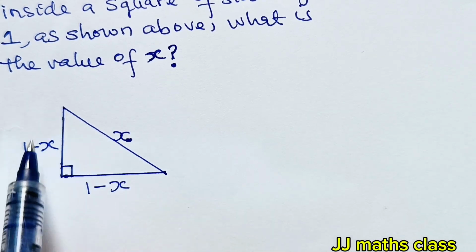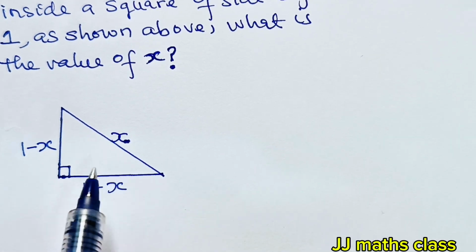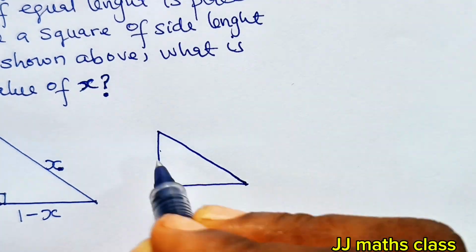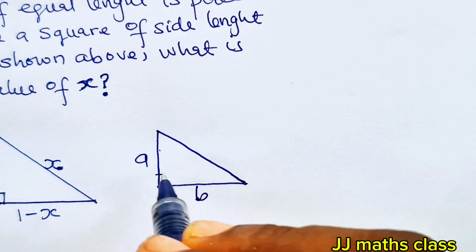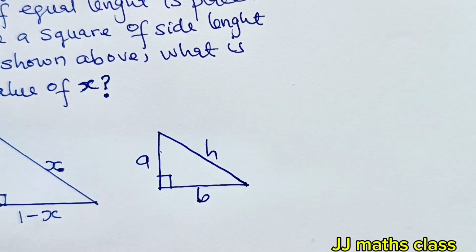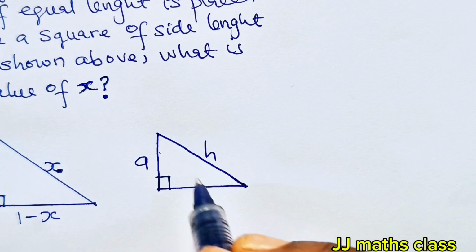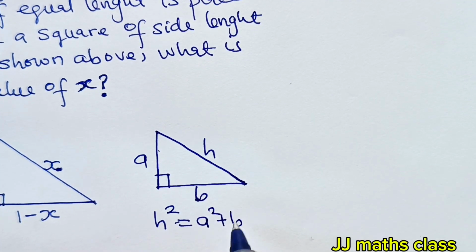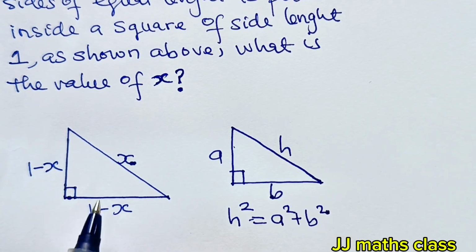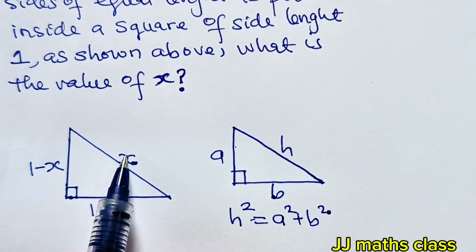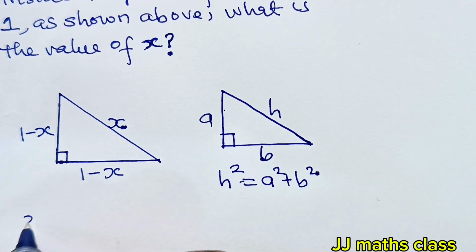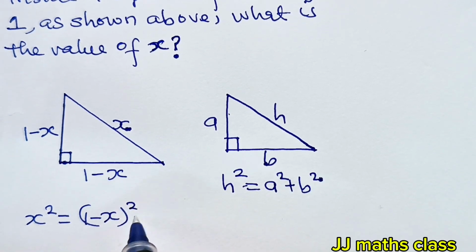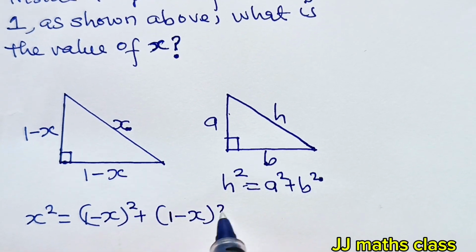Okay, now we can actually get something using the Pythagoras theorem. Yes, the Pythagoras theorem states that in a right angle triangle of sides a, b, and hypotenuse h, the hypotenuse squared is equal to a squared plus b squared. So if we relate it to what we have here, our hypotenuse is x. So we can write that x squared is equal to (1 minus x) squared plus (1 minus x) squared.